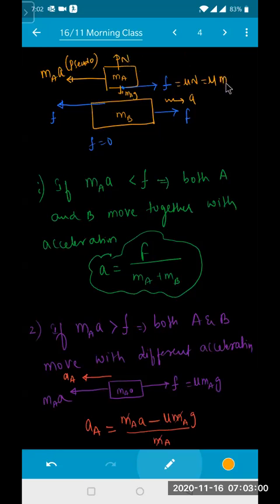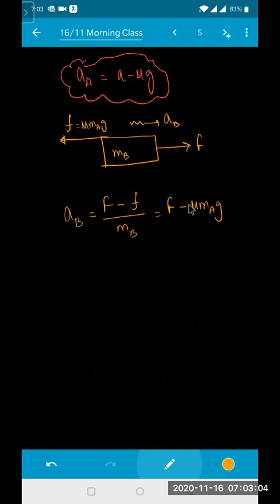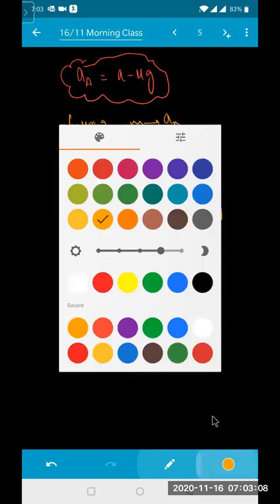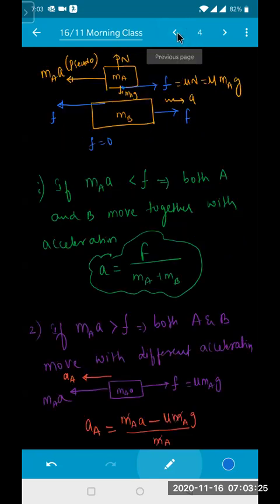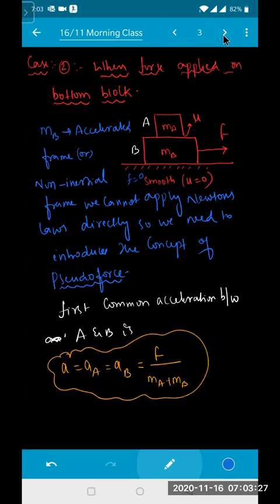So this will be equal to your m_a into g part of relation, divided by your mass of b. So that was about your acceleration of a and b. So this is your acceleration of b. Acceleration of b is equal to capital F minus mu m into g divided by mass of a. Clear? I hope both the cases are clear for you right now.